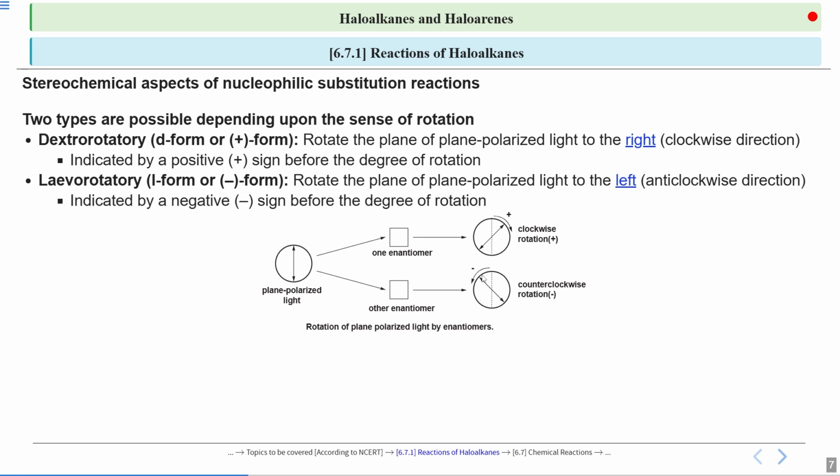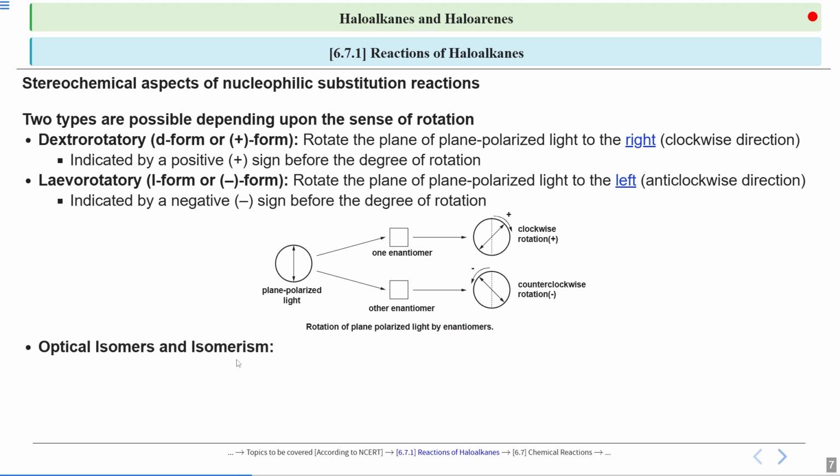The arrow is pointing from 12 to, let's say it is here in this diagram, here it is at the 12 position. Then in this positive form, 12 will go to 1, and in this negative form, the arrow is pointing from 12 to 11. This is the counterclockwise or anti-clockwise direction. So how the rotation of plane polarized light by an enantiomer is going to be, you can see or understand using this diagram.